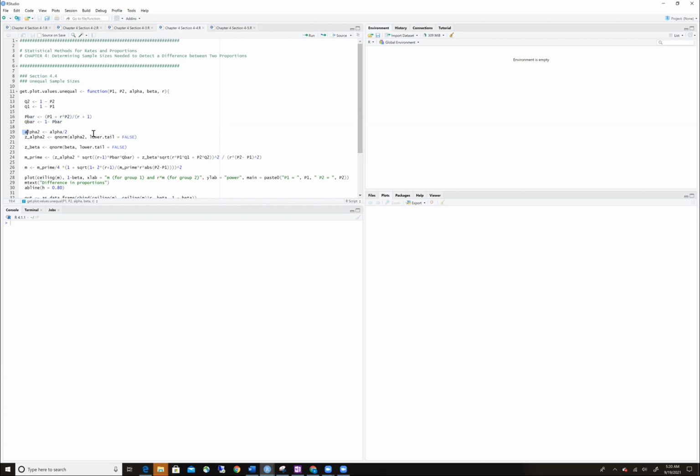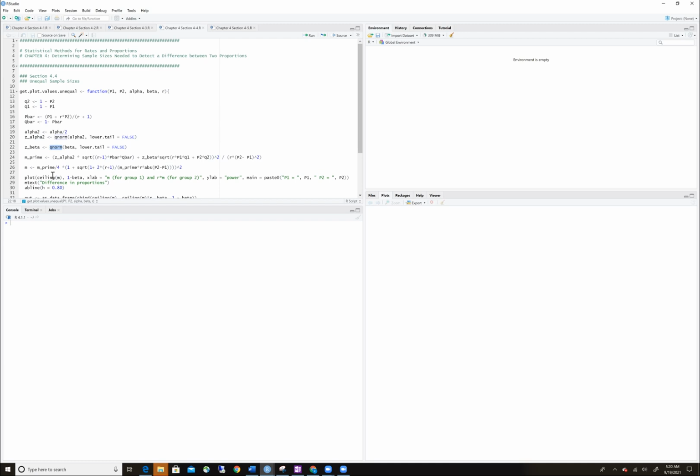We're going to set our alpha level and our Z alpha over 2. And we'll set our Z beta. Once again, we're using this Q norm function in both these cases because we are feeding R an area and then we're asking it for the corresponding Z score. So first we calculate M prime, and this is based on the formula 4.19 in your text. And we calculate M after we find M prime. And the values for M can be found in equation 4.18 in your text.